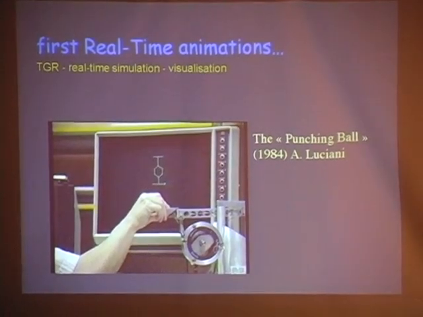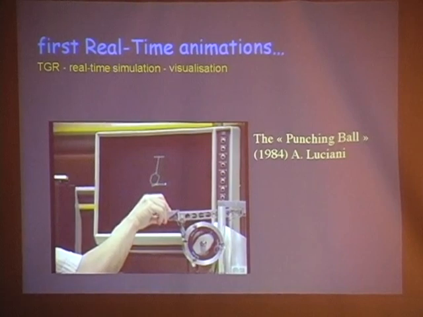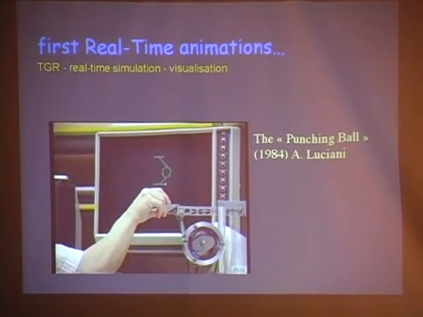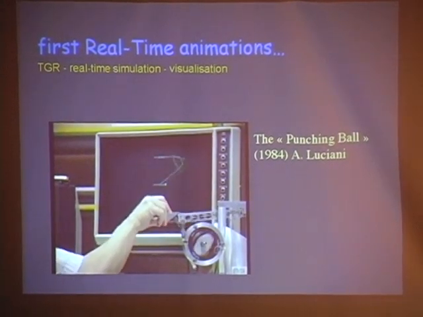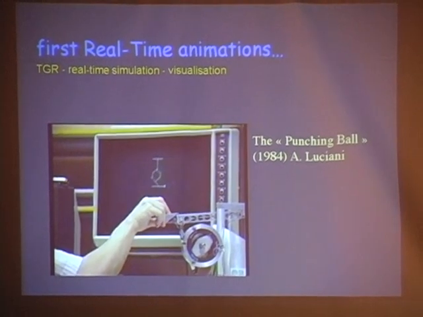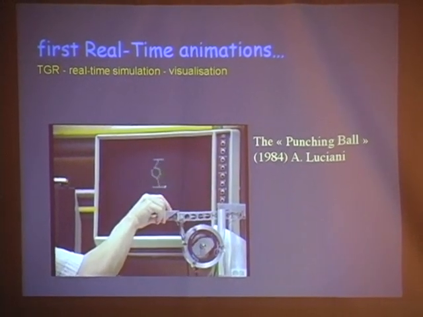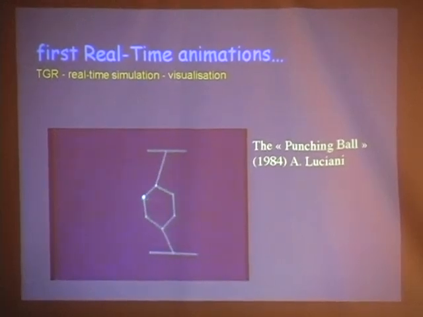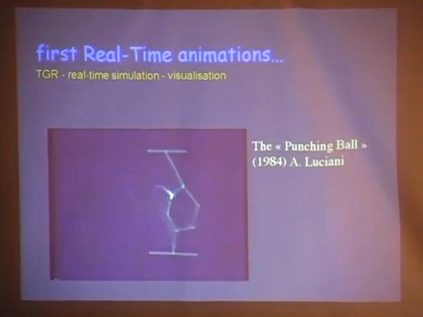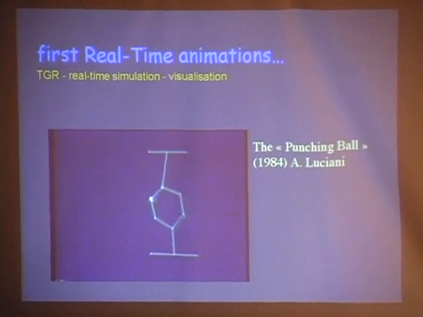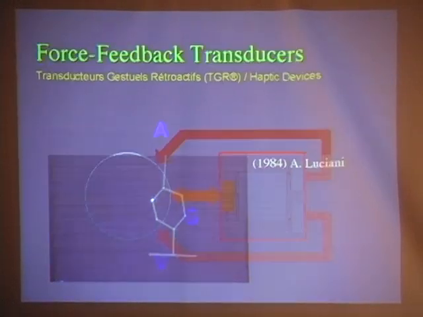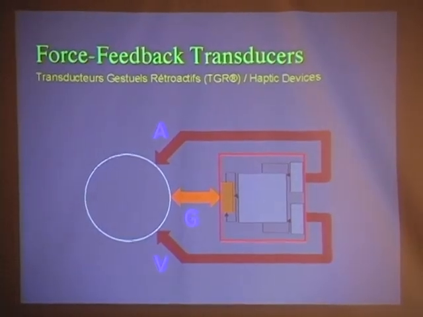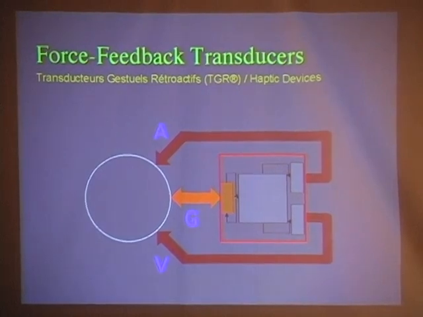Here is the first simulation in real time, combining force feedback transducer and physical modeling to create animated images. This is a small punching ball, and in our finger we can feel the interaction with the ball. Now, more about force feedback transducers.